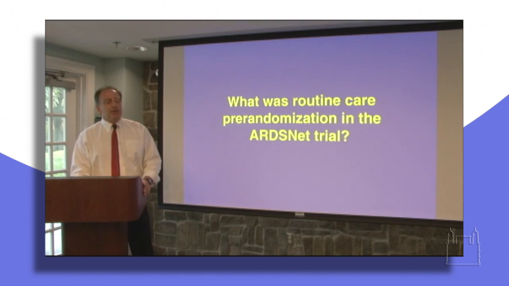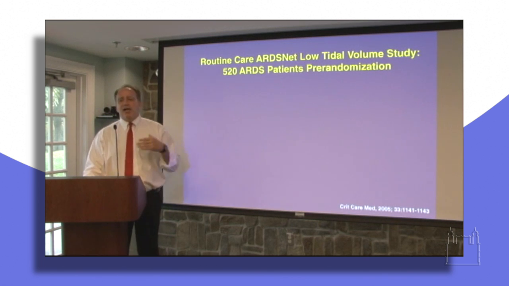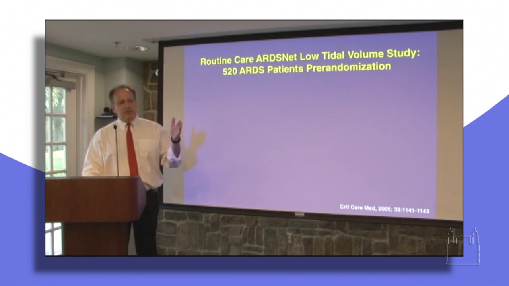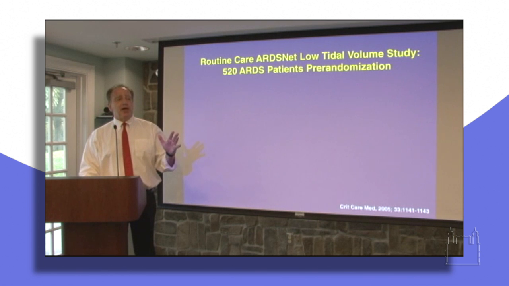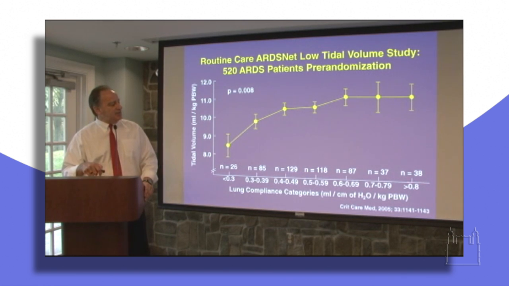So what was routine care in the ARDSNET group, these 10 hospitals in the United States? Was it similar to what was done worldwide? These are 500 patients from that clinical trial. I was given the data from the clinical trial by the Office of Human Research Protections. And these are 500 patients pre-randomization, before they're in the trial. This is usual care. What was practice? Well, it was the same as it was worldwide. That is, as lungs became stiffer, more damaged, physicians lowered tidal volumes significantly.